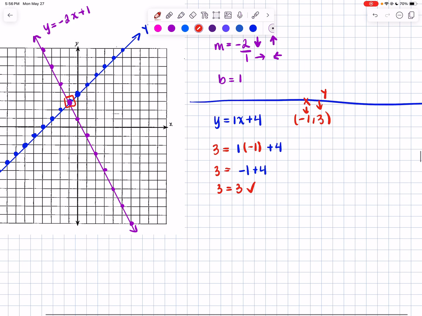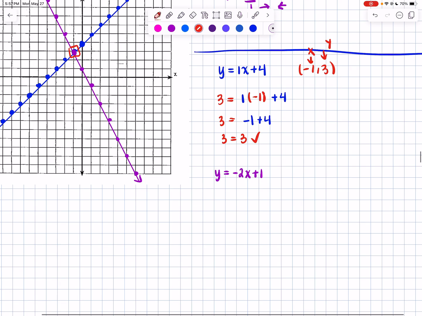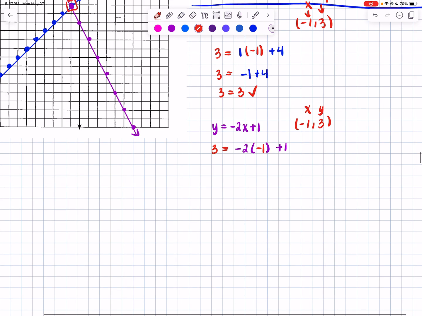Now I'm going to plug into my second equation, which was y equals negative 2x plus 1. We're going to do the exact same thing and plug in negative 1 for x and 3 for y. So I have 3 equals negative 2 times negative 1 plus 1. Now I'm going to simplify the right side. Negative 2 times negative 1 is 2. So I get 3 is equal to 2 plus 1. And we know 3 is equal to 3 because 2 plus 1 is 3.